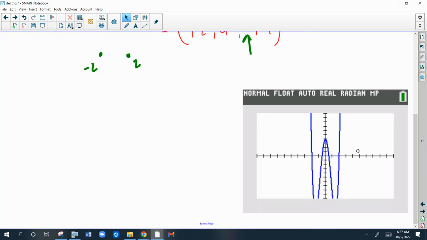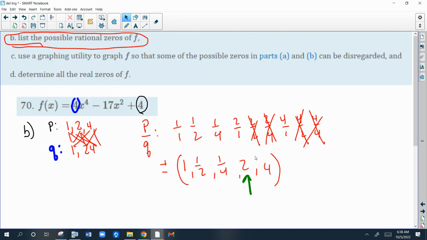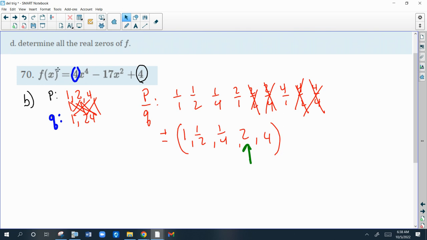It's an easy part, but it's going to help you answer question D, which is now we're going to determine all the real zeros. Again, we already know plus or minus 2 are going to work. It's a 4th degree polynomial. So if we run it through synthetic division twice, we're going to reduce it to a quadratic, and then we can just use factoring to find the rest. So here comes part D.